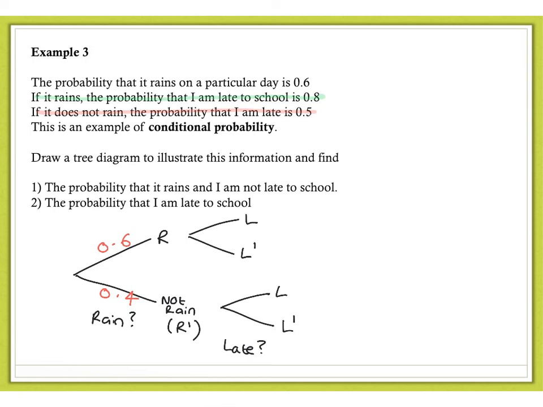Now, let's read this information again. If it rains, the probability that I'm late to school is 0.8. So that 0.8 depends on it having rained. This number here is then 0.2, so the two branches together have a total probability of 1. If it does not rain, the probability that I'm late is 0.5, which means this probability here is 0.5 as well. And we have a complete tree diagram.